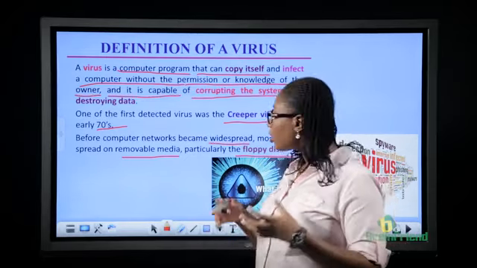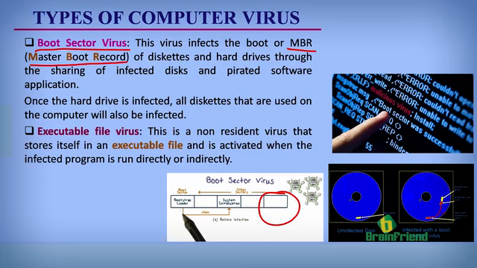Now, there are several types of computer virus, but in the course of our class, we'll be looking at these three. Number one, the boot sector virus. Now, this virus infects your MBR. And what's the meaning of MBR? It's the master boot record. Now, the master boot record is the first sector where your information is stored, and in that place, it identifies how and when an operating system can be loaded.